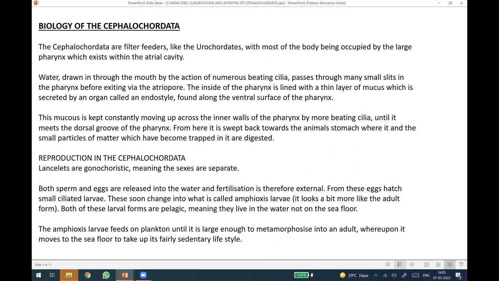From these eggs hatch small ciliated larvae. These soon change into Amphioxus larvae, not having very many metamorphic characters. They look almost like adult Amphioxus. Both of these larval forms are pelagic. That is, they live openly in the surface water of the sea. They are not benthic. The opposite of pelagic is benthic, those that live in deep water, on the sea floor. The Amphioxus larvae feed on plankton until large enough to metamorphose into an adult, whereupon it moves to the sea floor to take up its fairly sedentary lifestyle.